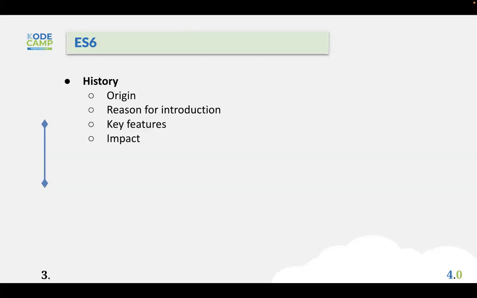JavaScript was created in 1995 by Brendan Eich, but later renamed to ECMAScript by the ECMA International Standard. That is a standards organization that oversees the language development. So ES6 is also known as ECMAScript 2015. It was introduced in 2015, and it was a significant update to the language that was finalized in June 2015.